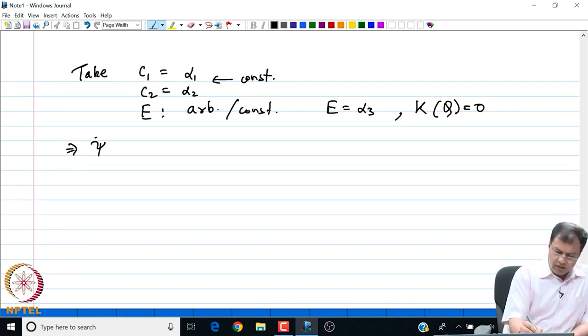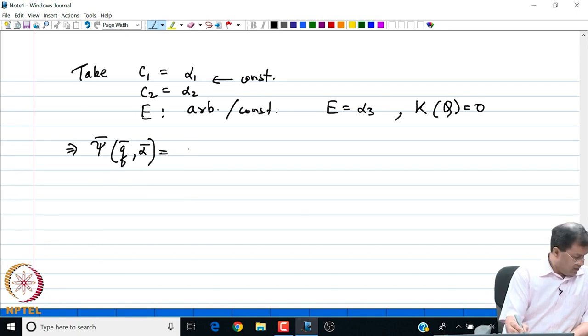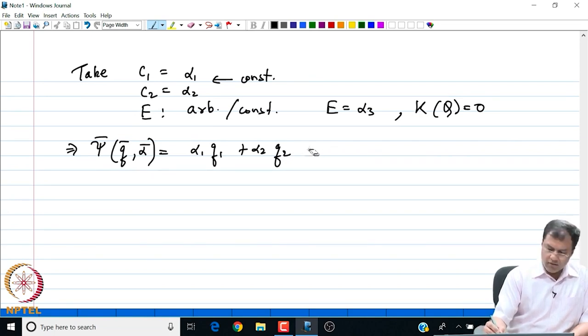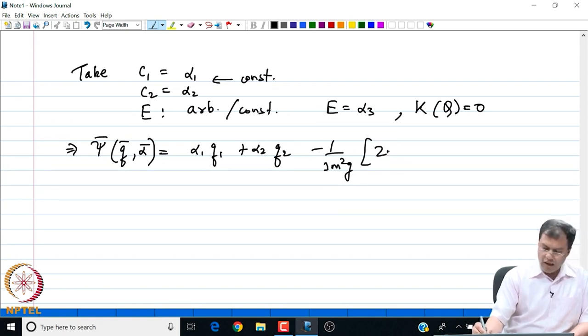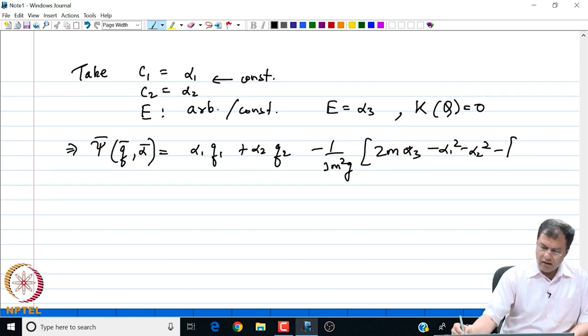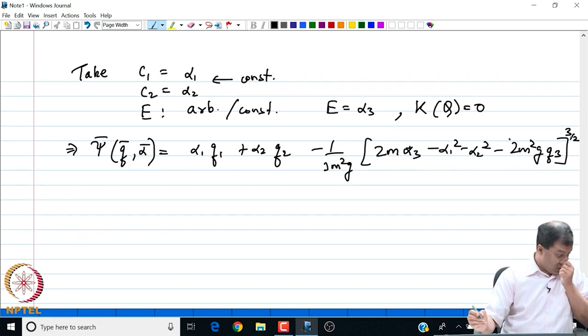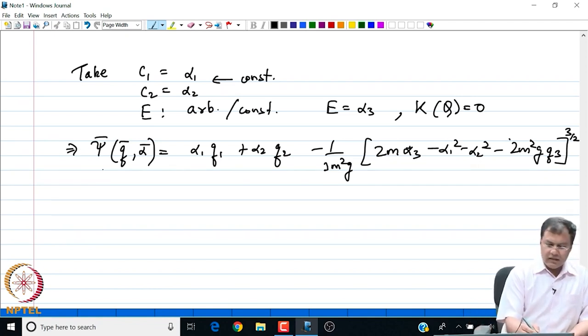So, now my solution of the reduced Hamilton-Jacobi looks like the following. This is alpha 1 q 1 plus alpha 2 q 2 plus minus 1 by 3 m square g times gamma, 3 by 2 of 2 m alpha 3 minus alpha 1 square minus alpha 2 square minus 2 m square g times Q3, right, to the power 3 by 2. So, all we need to see is whether the solution is complete or not, and only then we are able to find the extremal Q.